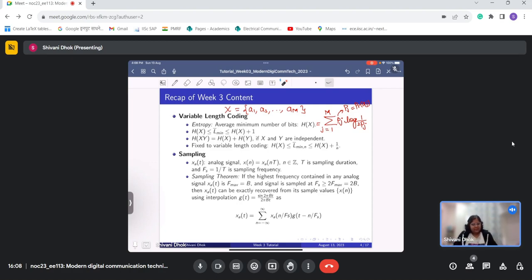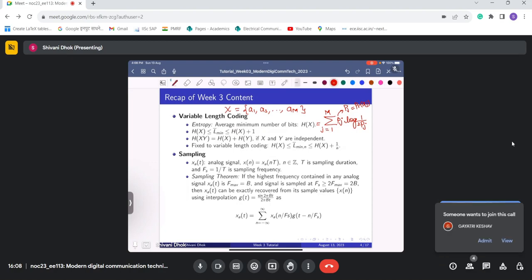So how does this help? This helps us because this minimum length lies between entropy of X original and entropy of X plus 1 by n. So asymptotically, when the block length n tends to infinity, this minimum average length per symbol tends to the entropy, which is the average minimum number of bits required to represent any symbol, any code book. Next thing that was introduced was sampling.